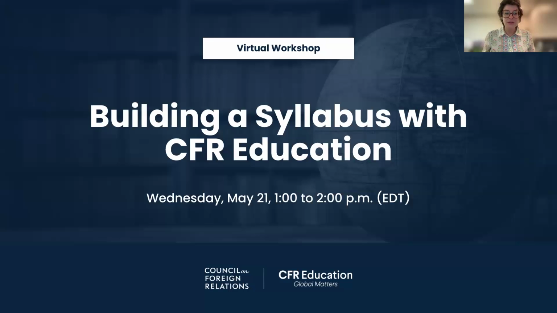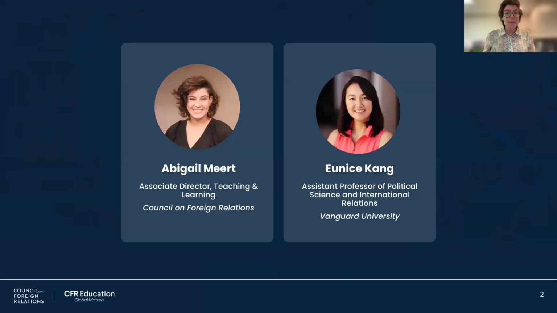Some quick introductions. My name is Abigail, or Abby Meert, and I'm the Associate Director of Teaching and Learning here at CFR Education, the educational arm of the Council on Foreign Relations. Before joining CFR, I worked for 5 years as an assistant professor of history in Texas and in Michigan, where I taught graduate and undergraduate courses in African, American, and global history.